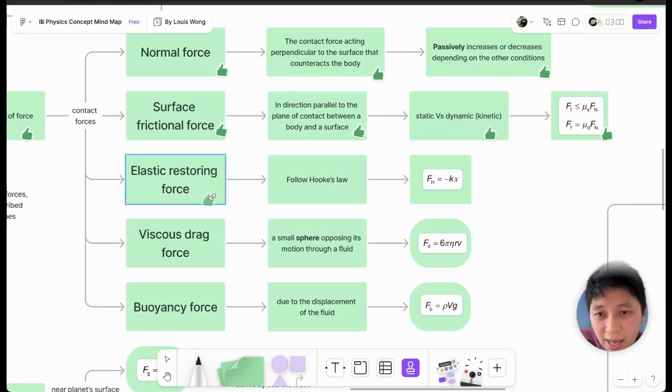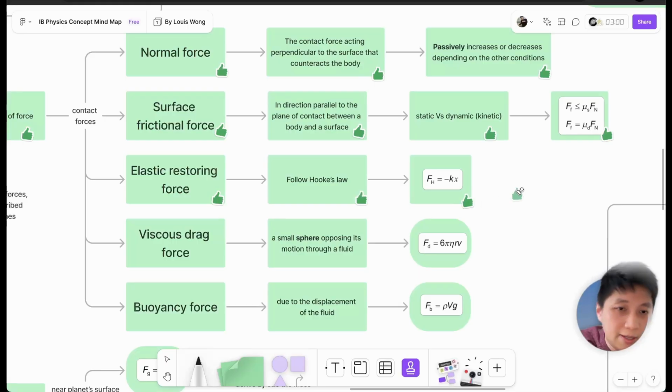And then elastic force, which is a spring, for example, which follows Hooke's law for the very first part, up to the proportionality limit. And then you can apply Hooke's law, which uses a linear model to describe it.